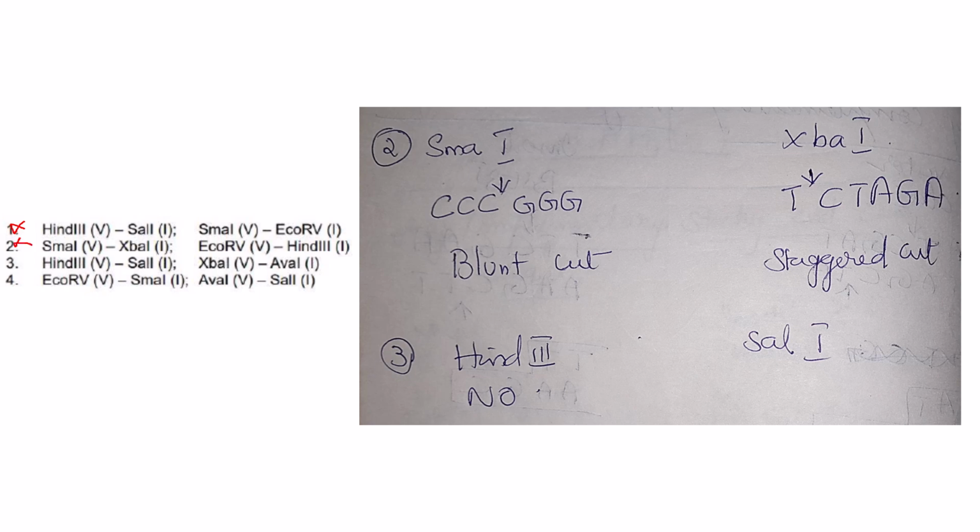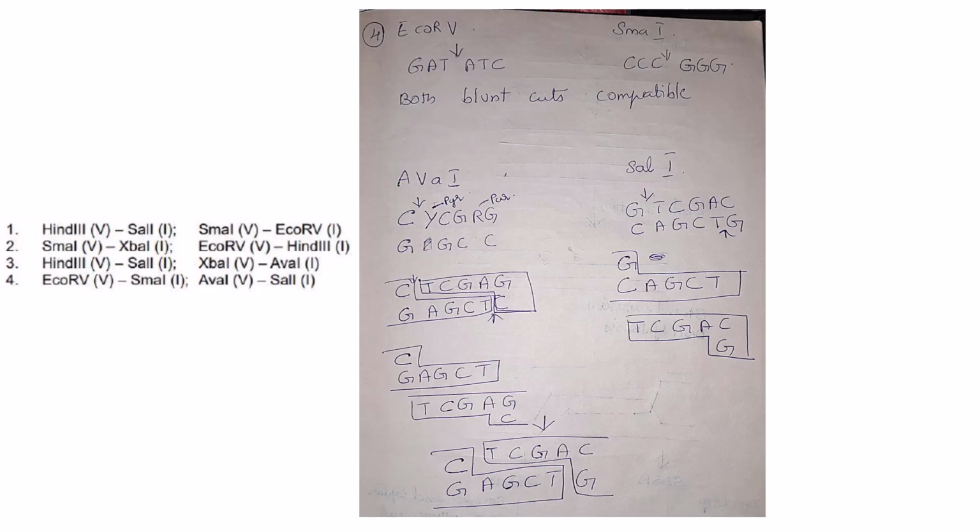Now 3, if you see hint 3 and sol 1, again the same problem as in the first one, which I already explained. Hint 3, sol 1, so that makes 3 also wrong. So your answer will be 4. Now how 4? See here, this is EcoRV. Both are blunt ends. So here and SmaI, both are blunt ends. So CCC, GGG, GAT, ATC. So EcoRV and SmaI, both blunt ends, they will be compatible and they will ligate. So that is the case with EcoRV and SmaI.